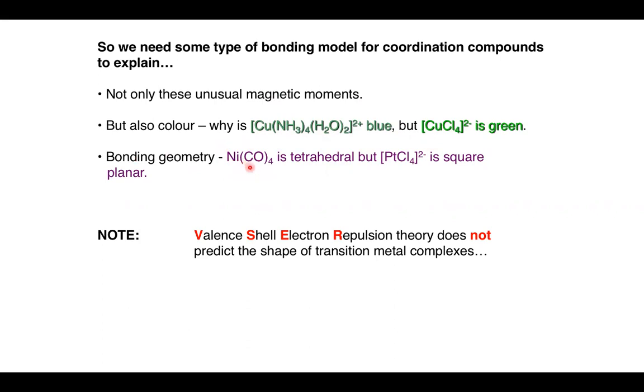So for example, this tetracarbonyl nickel 0 is tetrahedral, but this tetrachloroplatinate 2 is in fact square planar. So why do we get these structures? They both don't have any lone pairs on the central atom. They both have 4 electron domains, so their electron domain geometry should be the same. And so this would be where valence shell electron pair repulsion theory really starts to break down and does not really predict the shape of transition metal complexes very well at all.